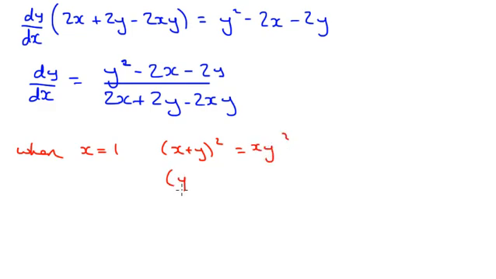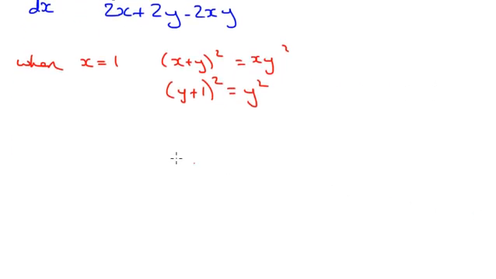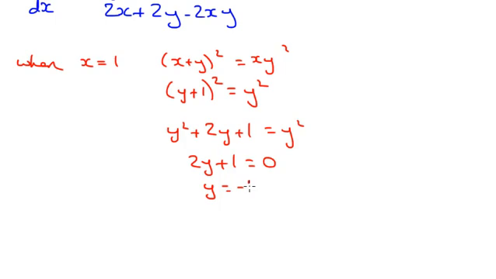So we've got 1 plus y, or y plus 1, squared is equal to y squared. So that's y squared plus 2y plus 1 equals y squared. So 2y plus 1 is equal to 0, so y is equal to negative a half is the solution. So we're looking to find the value of the gradient at this coordinate here.